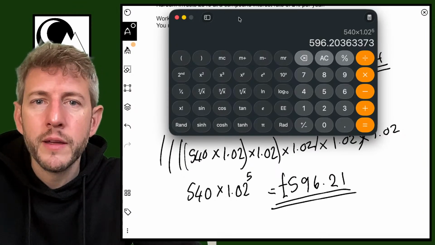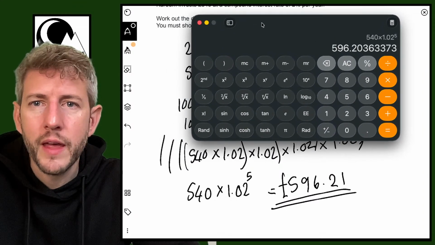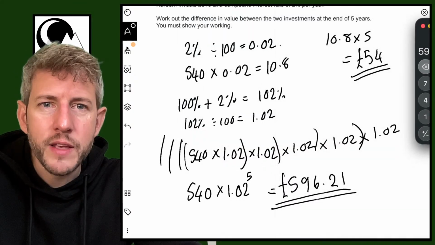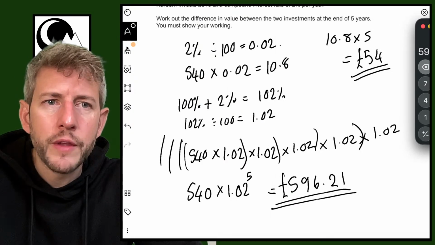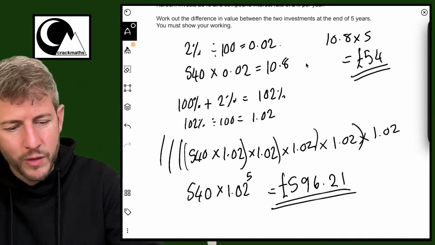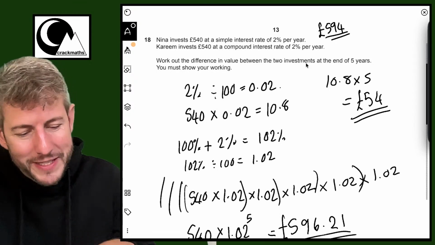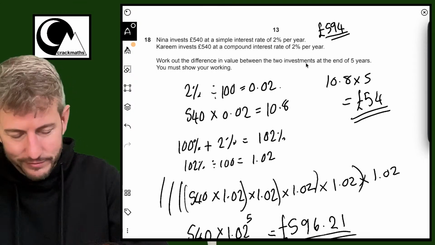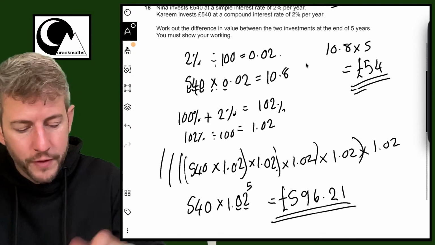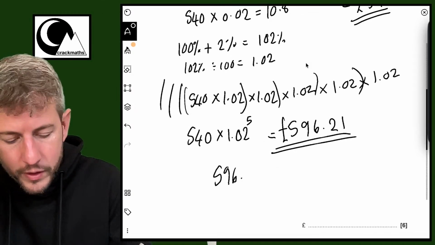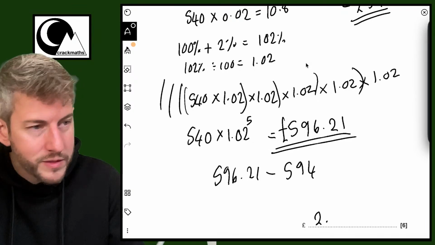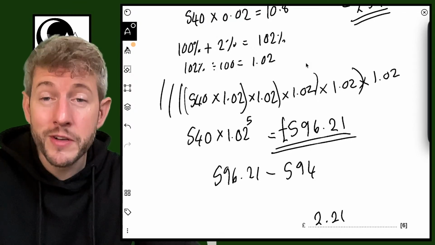So there we go. Let me turn that back into a basic calculator. Okay, so here we go. We've got the second one. We've got £596 and 21 pence. Okay, so what was the other one? £594. It's not a big difference actually, is it, at the end of 5 years? So work out the difference in the value between the two investments. So we'll have to do 596.21 take away 594. Okay, and that's just going to be £2 and 21 pence. So not a huge difference at that level.